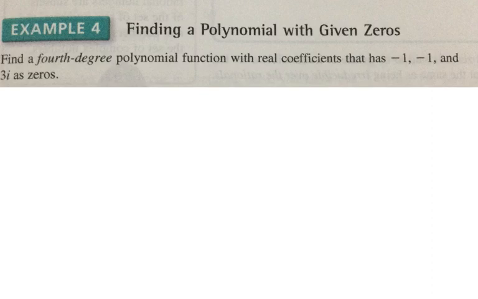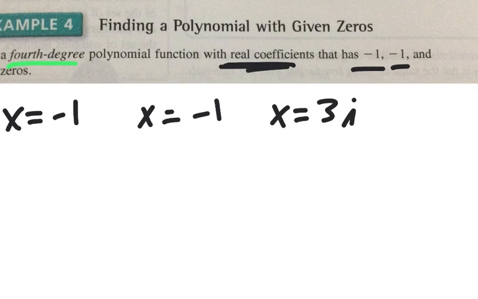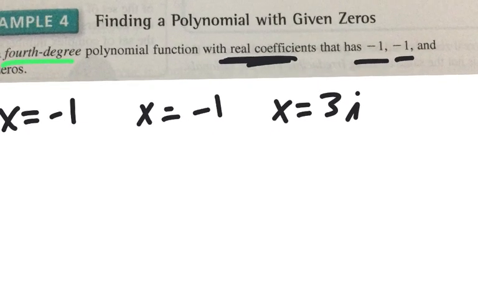Okay, so we know it's 4th degree, so how many roots does it have to have total? 4. How many does it give me? 3 of them. I know negative 1 is a root, I know negative 1 is a root, and I know 3i is a root. But because it's a real coefficient polynomial, if 3i is a root, then negative 3i must also be a root. So that is my 4th root that they don't state.